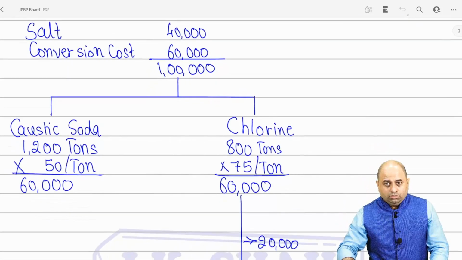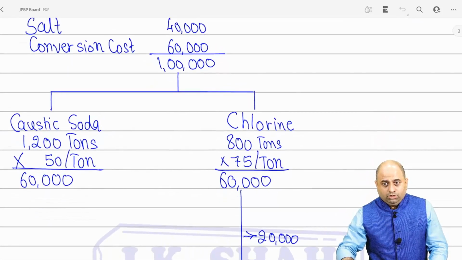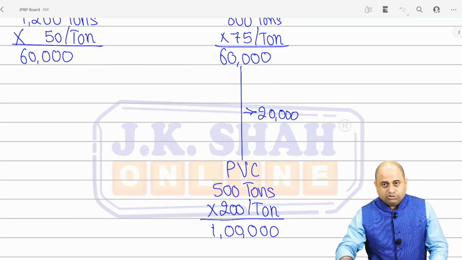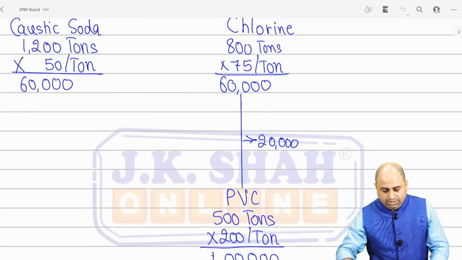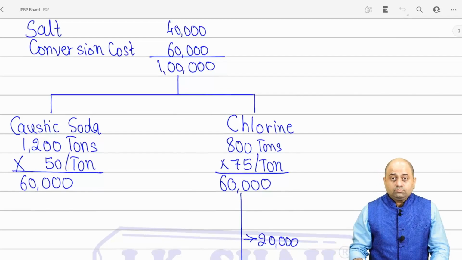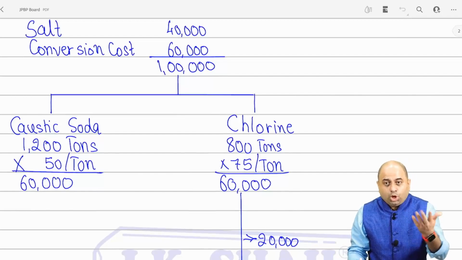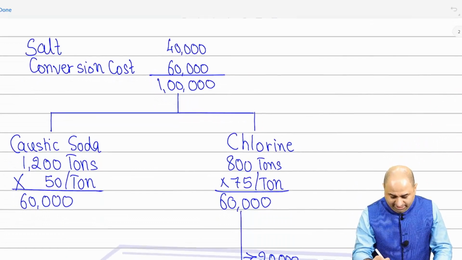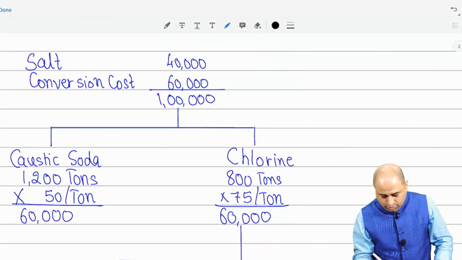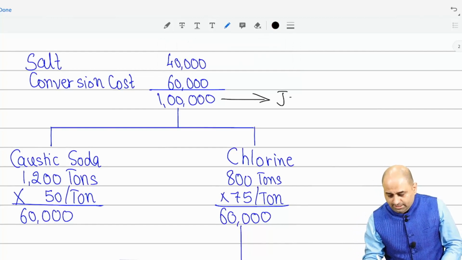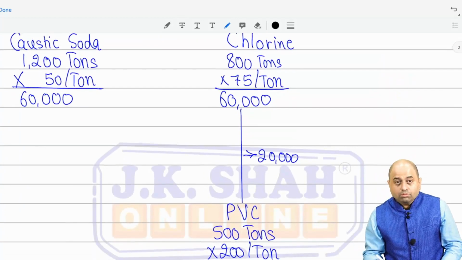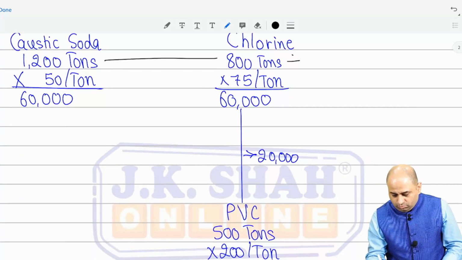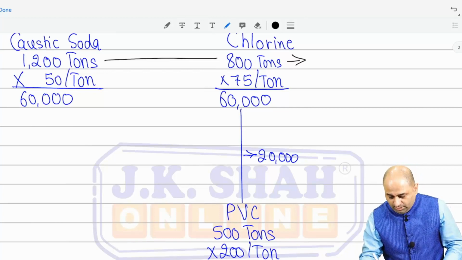You can pause the video. I'll keep this so that you can pause the video and look at this part. Now, so 1 lakh is the joint cost. You have incurred it till split off point. Let me write the names. This is what we call joint cost. This is known as output at split off point.